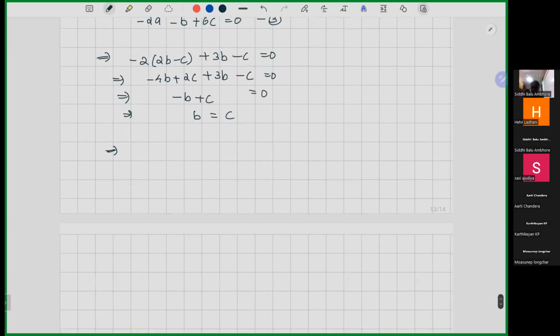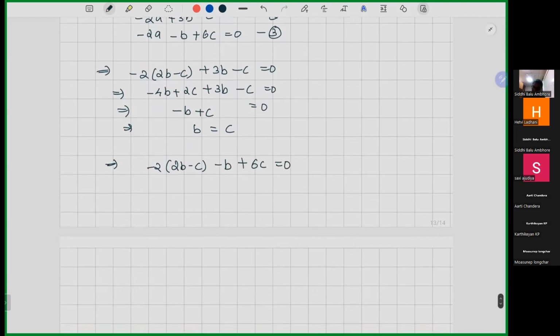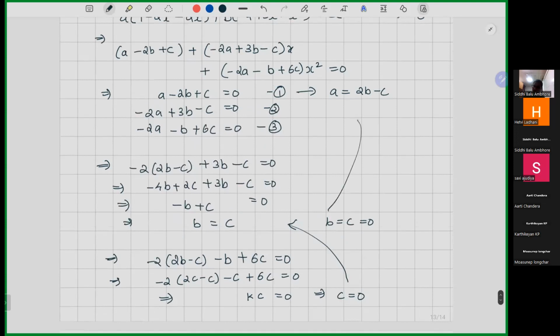So now I substitute this in the third equation again. So it is minus 2, 2b minus c minus b plus 6c is equal to 0. Now b is equal to c. So minus 2, 2c minus c plus 6c is equal to 0. And this will be some number into c is equal to 0. And this will give me c is equal to 0. And when I substitute it here, I will get b is equal to c is equal to 0. And again, when I substitute it here, 2 into 0 minus 0, I will get 0 here. Okay.